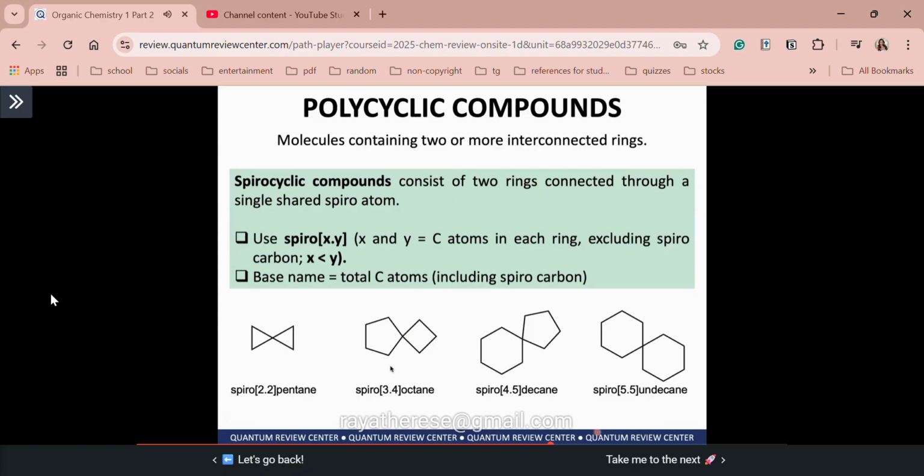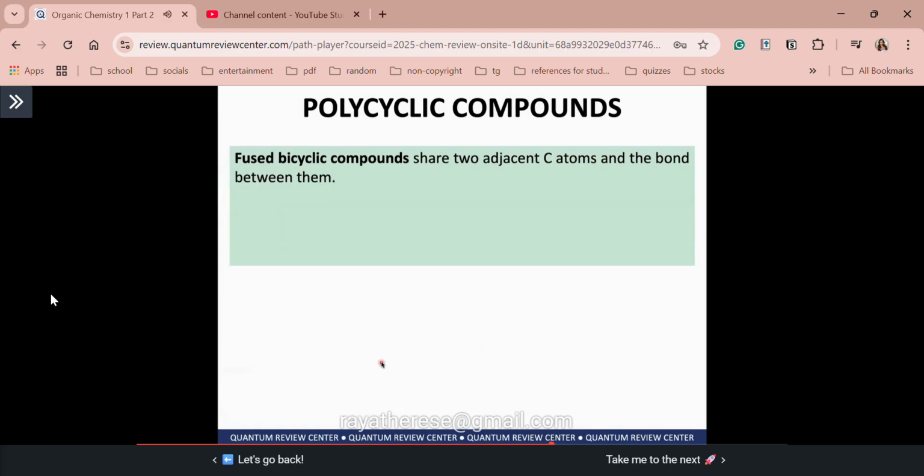Let's proceed with our next type of polycyclic compounds, the fused bicyclic compounds. Sir, what is the typical characteristic or feature of fused bicyclic compounds? Class, for bicyclics, we actually have two types: one is fused and one is bridged. For fused, the point of attachment is in two adjacent carbon atoms.